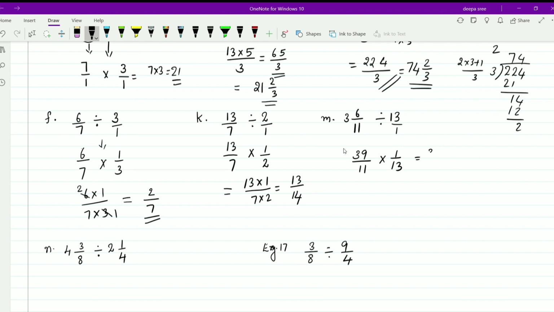In this, 39 and 13 have a common factor, so we can reduce it to the lowest form. 39 we can write using 3 table factorization as 3 into 13, and 13 into 1. Here it is 39 into 1 and here it is 13. So 3 into 13 into 1 divided by 11 into 13. So 13 and 13 we can cancel. So the answer is 3 by 11.